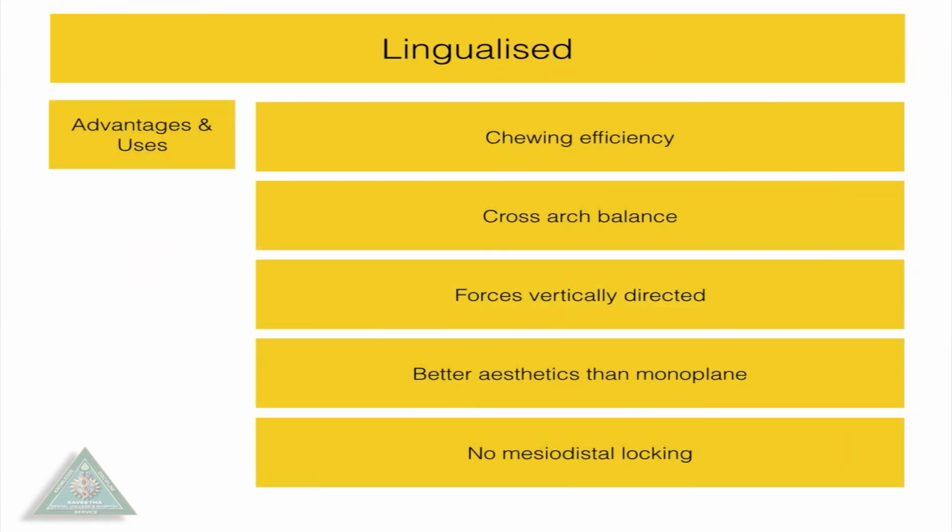The advantages of lingualized occlusion are more chewing efficiency, since only the maxillary palatal cusp touches. It is purported to have higher chewing efficiency, and there is no mesiodistal locking. If both the buccal and palatal cusps lock each other, there will be some restriction in movement during lateral movements. This is not present in lingualized occlusion.